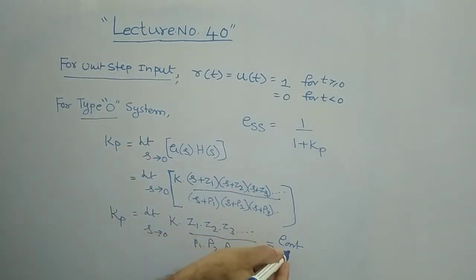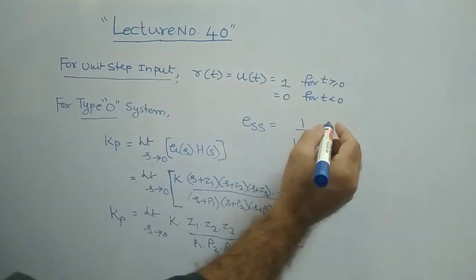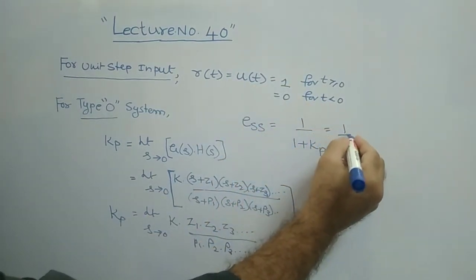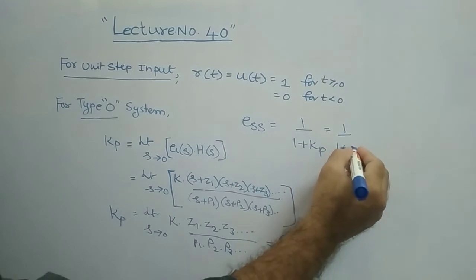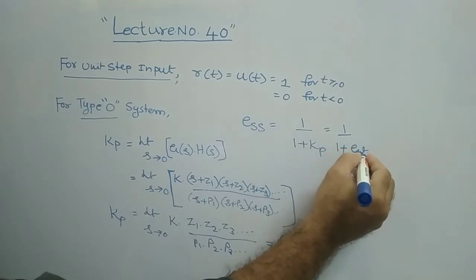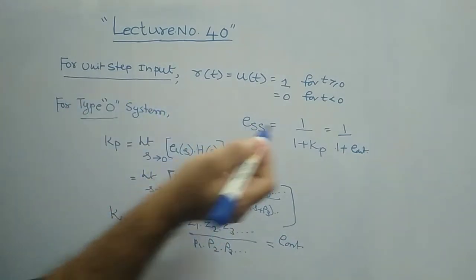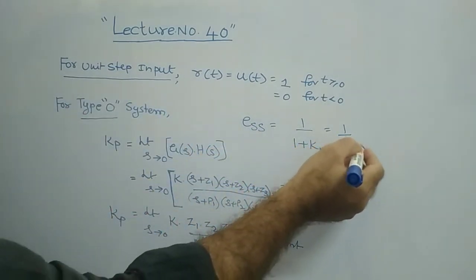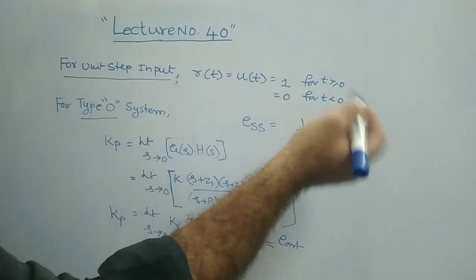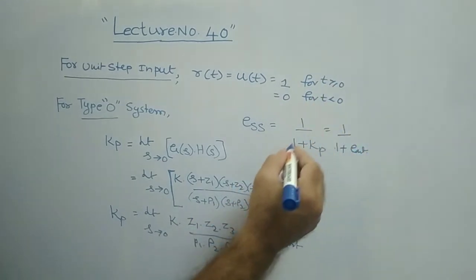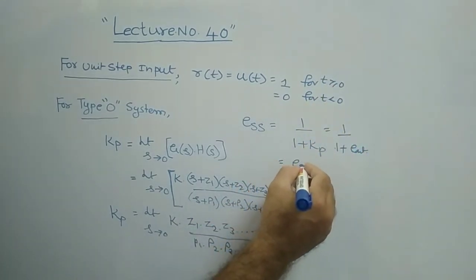Kp is a constant, so you write here constant. Therefore it is 1 by 1 plus Kp, where the value is some constant. We don't know that value, but it is a constant. So constant plus 1 is a constant, so the denominator total is a constant. Again the numerator 1 is a constant. Constant by constant is constant.